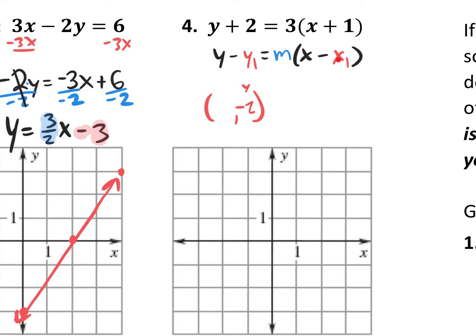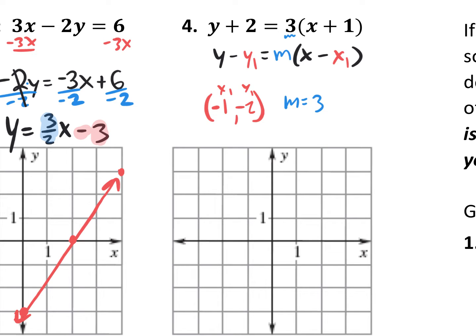And my x value, if it's plus 1, you really got to think opposite of that, because the x value would have to be a negative 1 in order for the minus to change to plus. So the x1 value is negative 1. And of course our slope is the 3 right here. So the slope is 3.